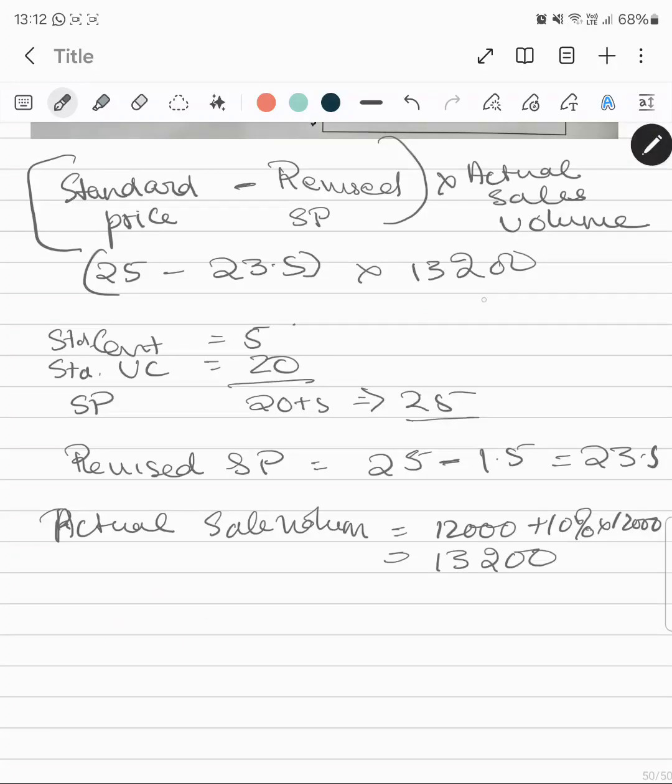I am getting the answer as 19,800. Now, is it adverse or favorable? See, this is my standard and this is my revised. Ideally, if I take 25 into 13,200, I get 3,30,000 as my budgeted sales volume. If I go by the revised price, which is 23.5 into 13,200, then my actual sales volume is 3,10,200, which is less than the standard. So if my actual sales are less than the standard, then definitely this variance is adverse.